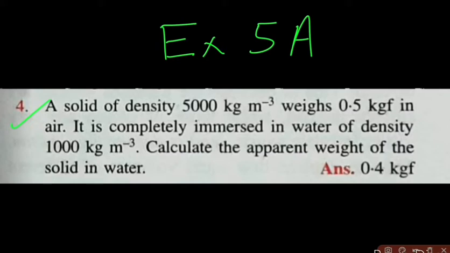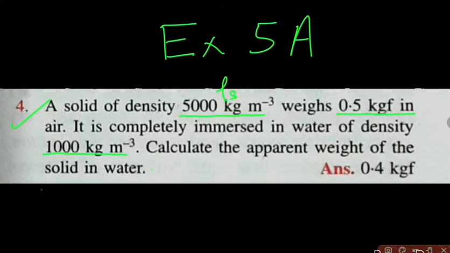The question reads as: a solid of density 5000 kilogram per meter cube. So rho s is given, weighs 0.5 kgf in air. So weight of the object in the air is given. It is completely immersed in water of density 1000 kilogram per meter cube, and you are supposed to calculate the apparent weight of the solid in water.